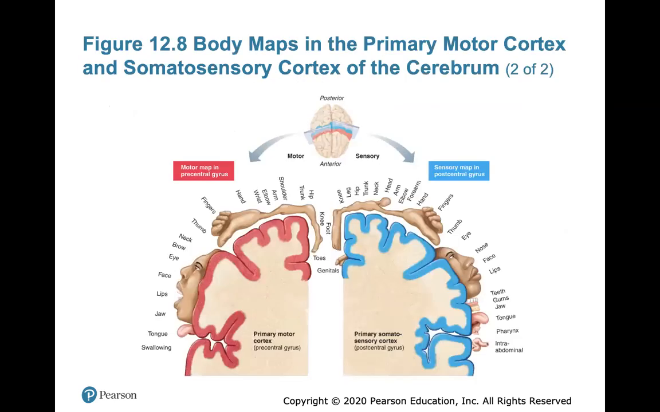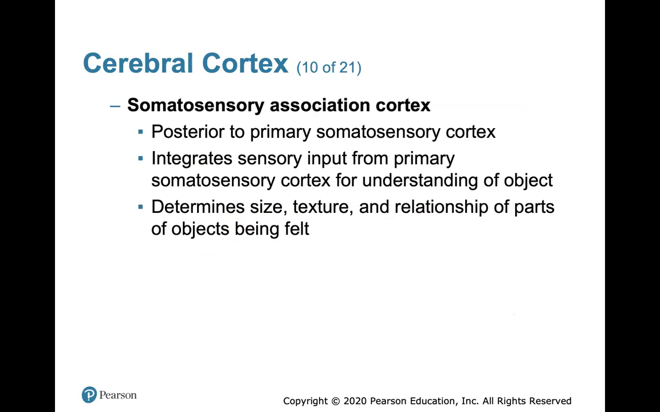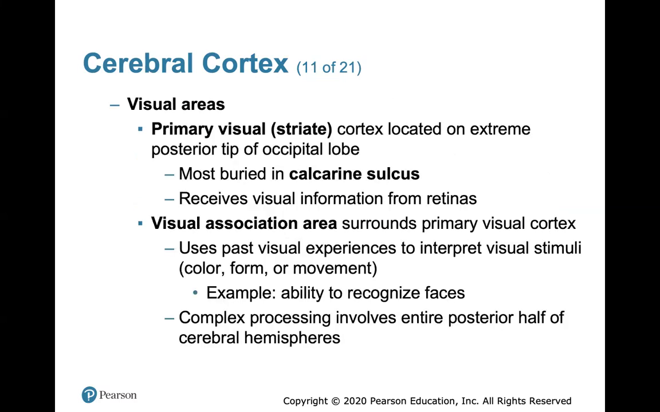So again, here's a look at the body map and the primary motor cortex and the somatosensory cortex of the cerebrum. Somatosensory association cortex is posterior. It will integrate sensory input. It will determine the size, texture, and relationship of parts of objects being felt. Then you have visual areas and where they're located, visual association areas, which use past visual experiences to interpret visual stimuli.